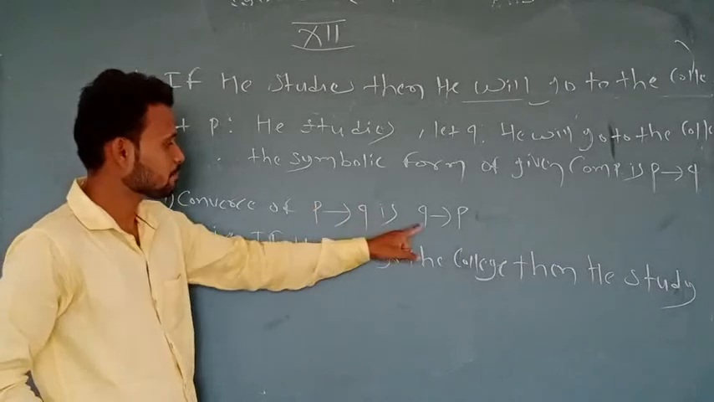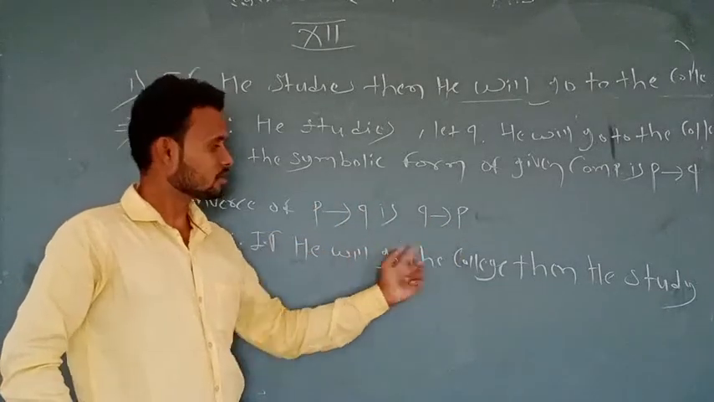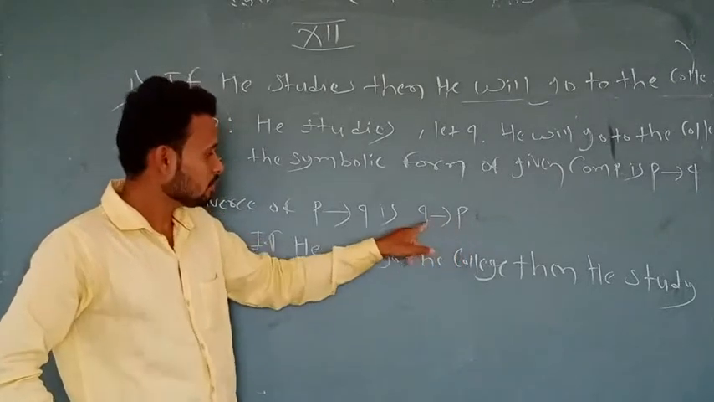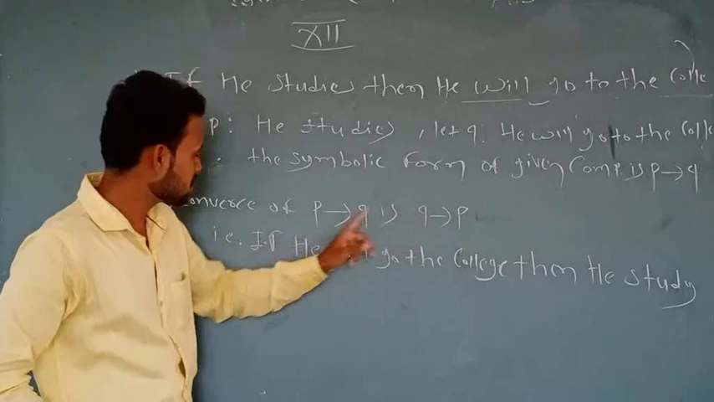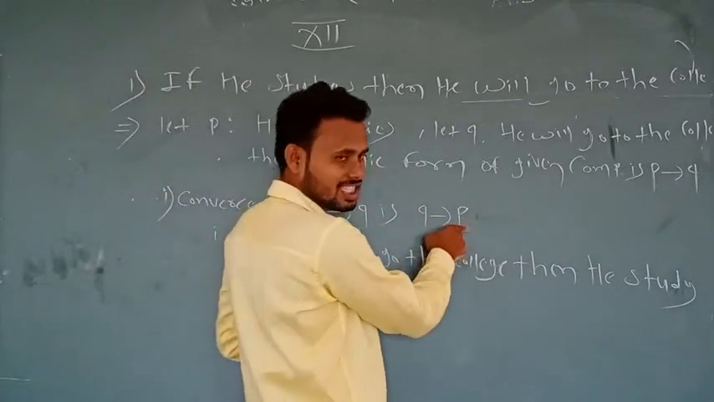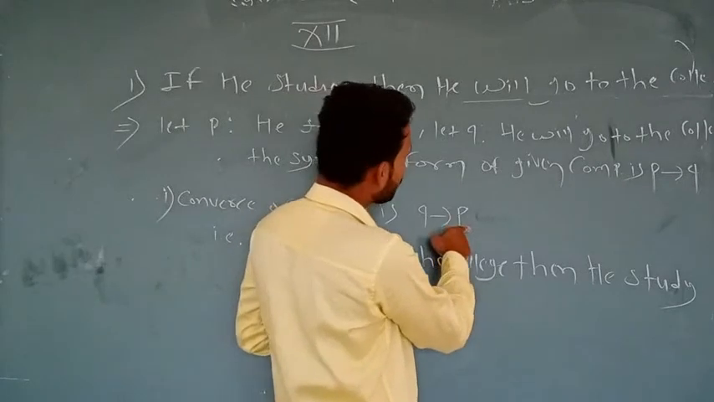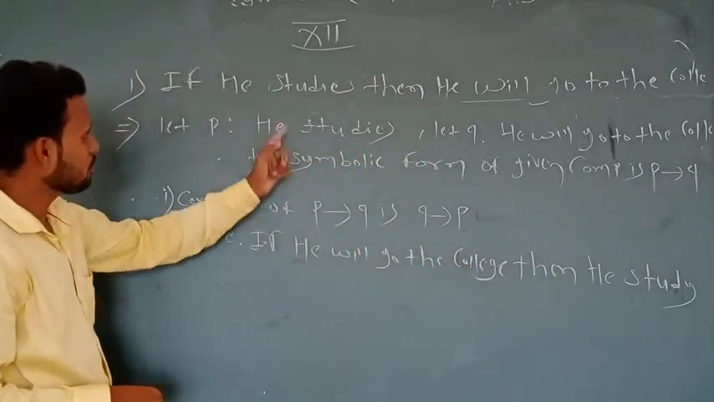Converse: Q implies P. In terms of sentence, we write Q implies P, which means if Q then P. Therefore, first if Q statement, that he will go to the college, then P statement, that he studies, which is the required converse of that given statement.